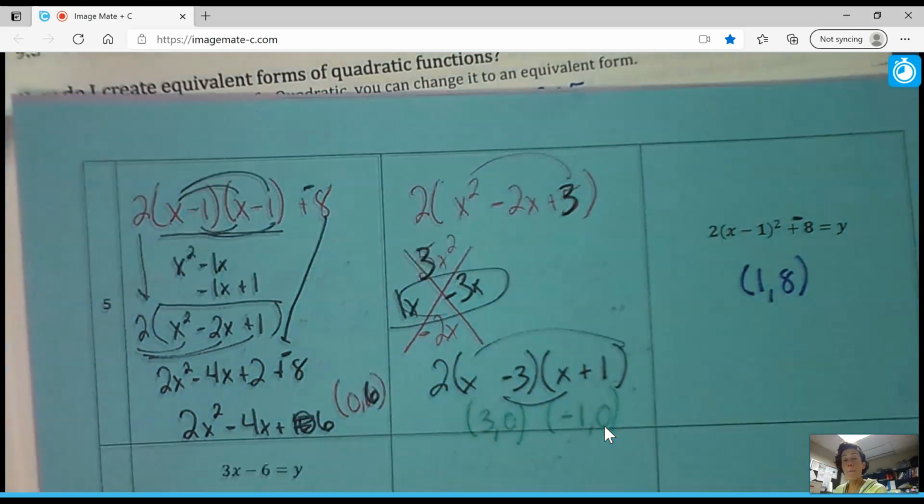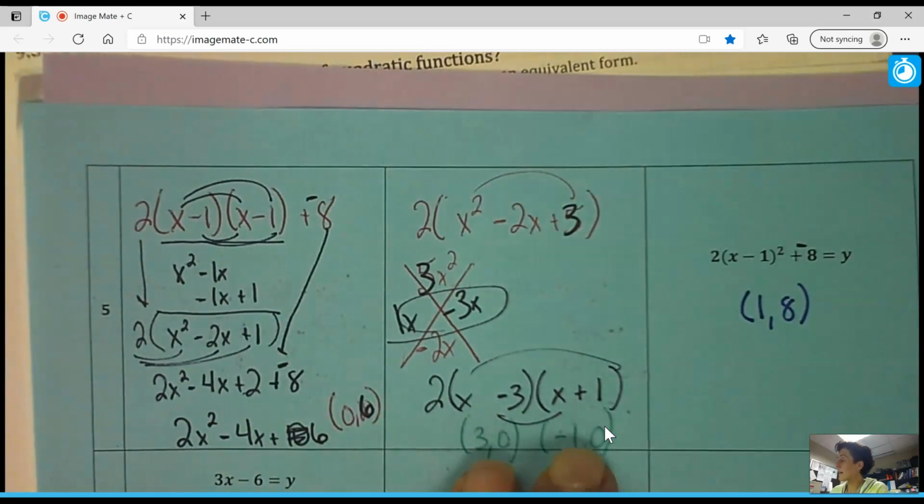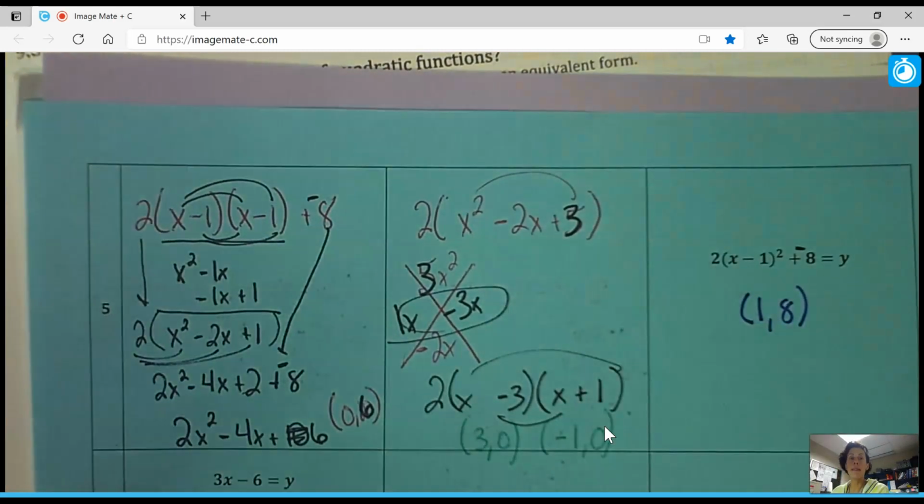And then you can go back and graph your points, and that's where I'm going to leave you. I want you to graph your y-intercept, your x-intercepts, and your vertex, and then connect to make your parabola. That's it.